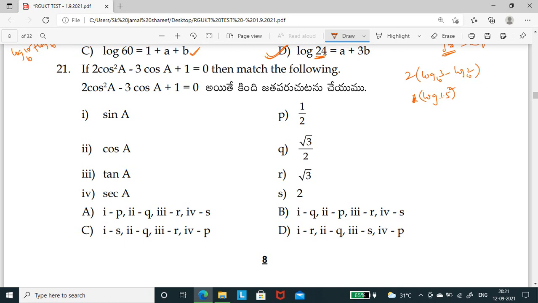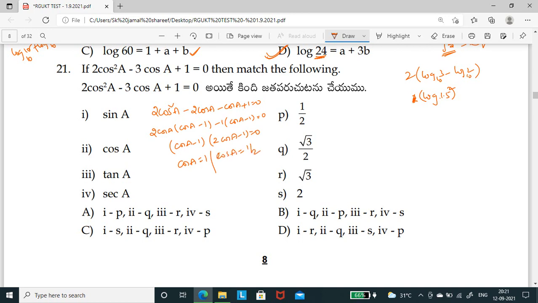Okay, 2 cos square a. When I do factorization, what am I going to get? I can write it as minus 2 cos a minus cos a plus 1 is equal to 0. If I take 2 cos a as common, then I can write cos a minus 1. If I take minus 1 as common, cos a minus 1 is equal to 0. When I take cos a minus 1 as common, then I am going to have 2 cos a minus 1 is equal to 0. From this, cos a is equal to 1 or cos a is equal to 1 by 2.